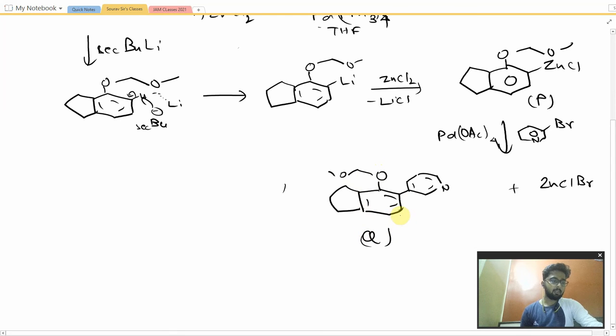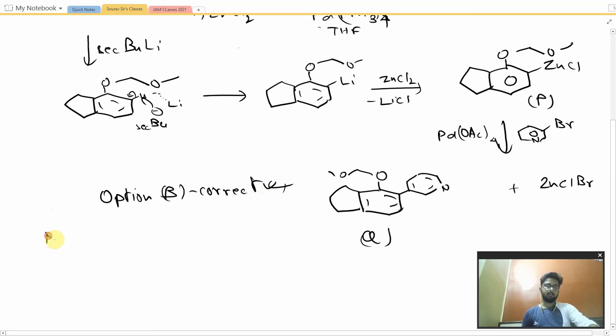Now, in the options, I have already told you that option B has both the products P and Q as we have obtained in this question. So option B would be the correct option. One thing I would like to inform you about this reaction is that this reaction is known as Negishi coupling.